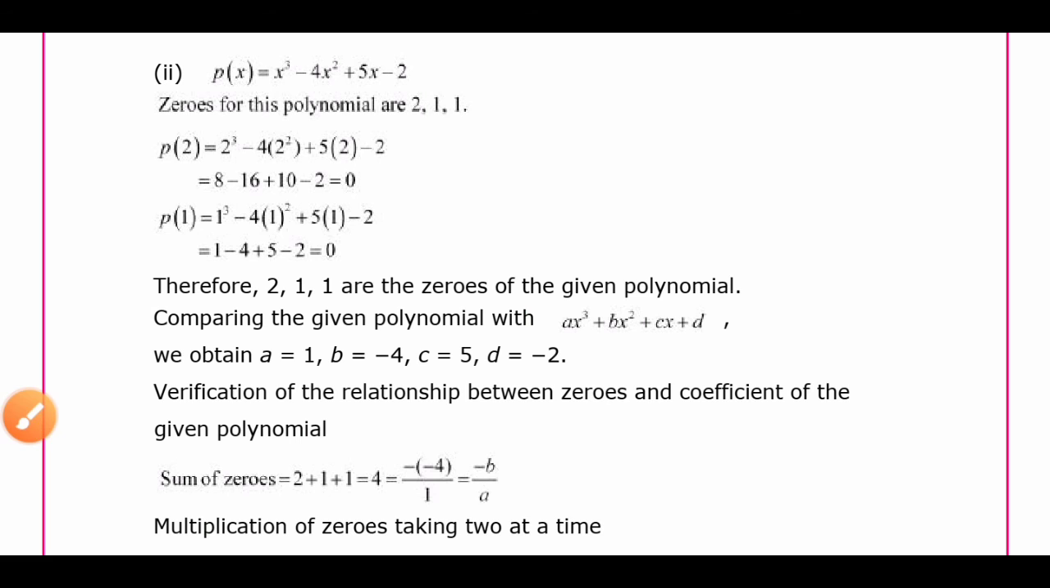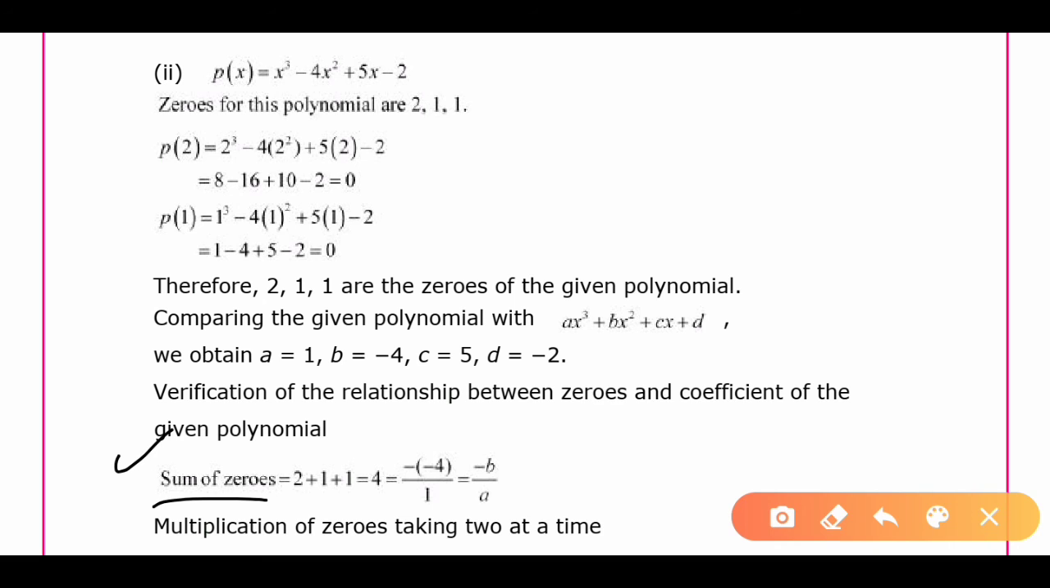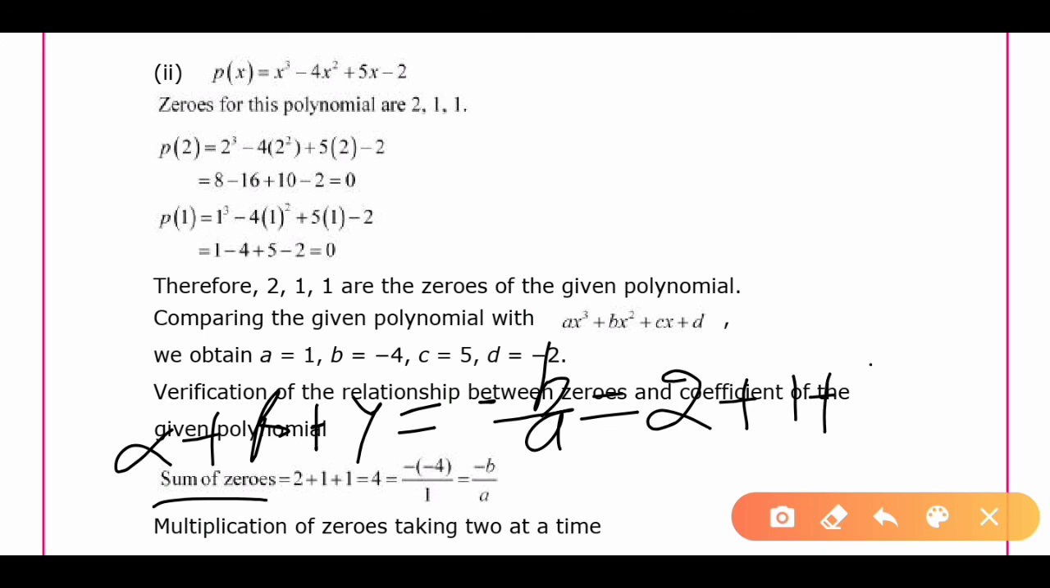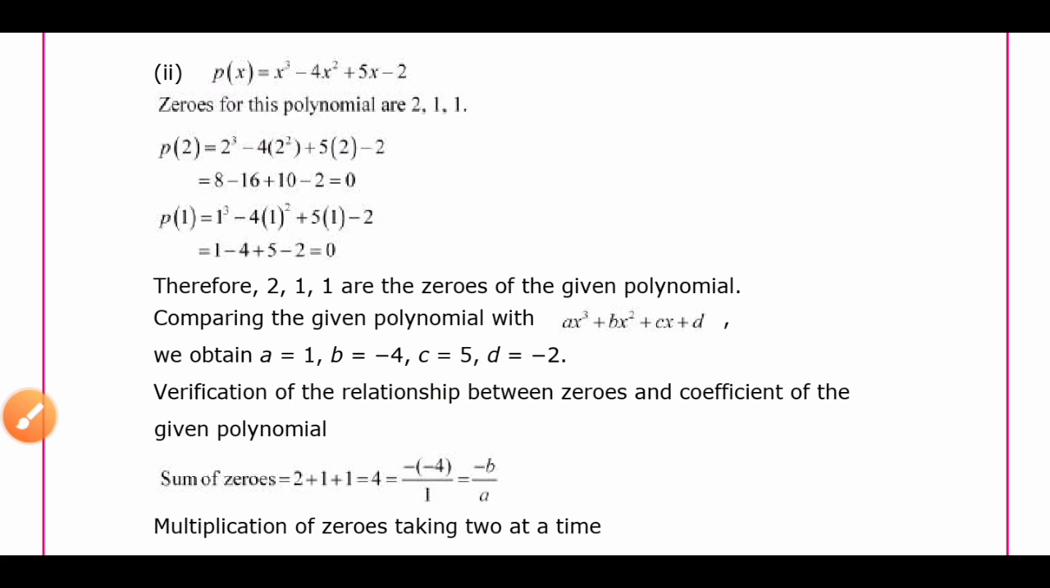Verification of the relationship between zeros and coefficients is given by the sum of the zeros, that means alpha plus beta plus gamma, which equals minus b upon a. Okay, and we'll get the value of this as 2 plus 1 plus 1, that equals 4. Clear?